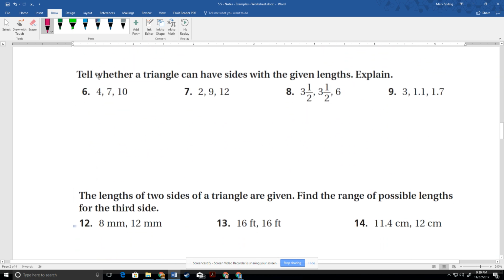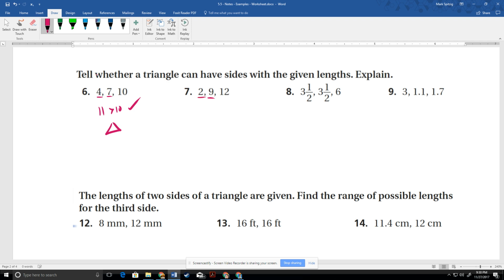Now it says tell whether a triangle can have sides of the given length. We know that every pair of sides of a triangle has to add up to larger than the remaining third side. So the shortcut if you have all three sides is to look at the two smallest. Add them up, and they have to be larger than the remaining side. In this case, our two smallest are 4 and 7. 4 and 7 is 11. Is 11 bigger than 10? Yes, it is. So we're good. We can make a triangle.